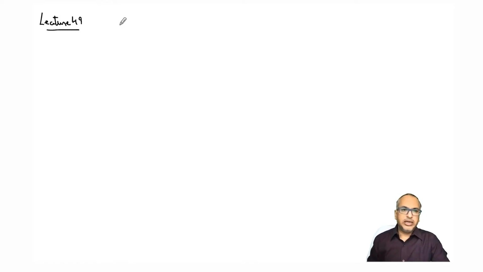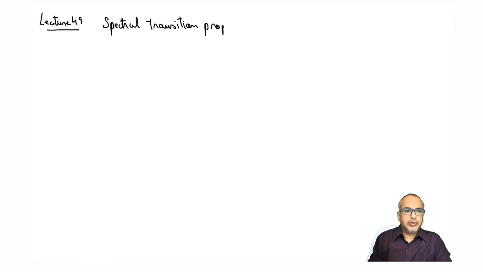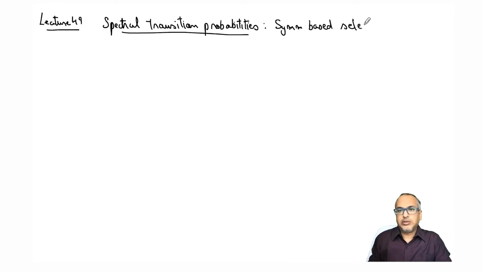So we'll see that, and then we'll go into more details of what spectral transition probabilities are and how do we calculate exactly those probabilities using group theory rules. Okay, so let us start with the spectral transition probabilities. And in this we will be discussing symmetry based selection rules.